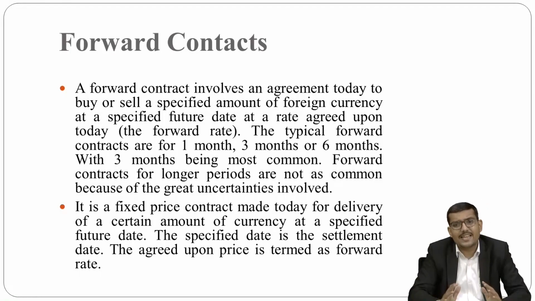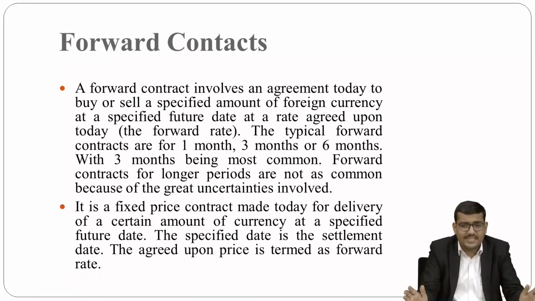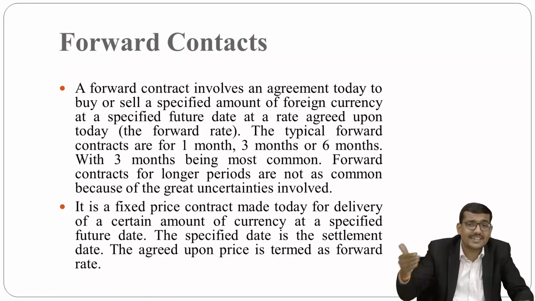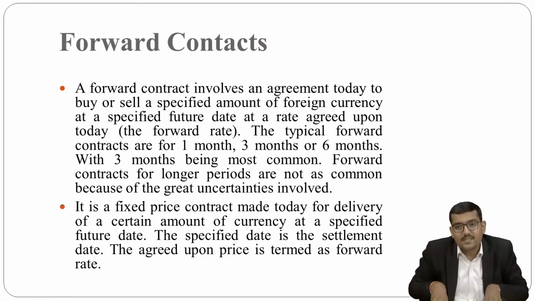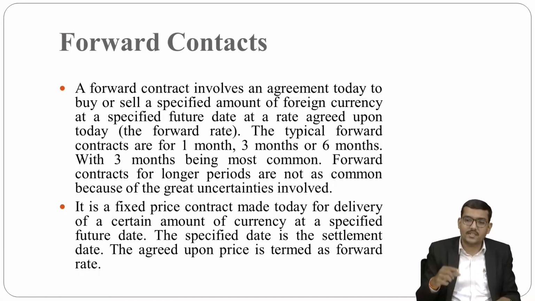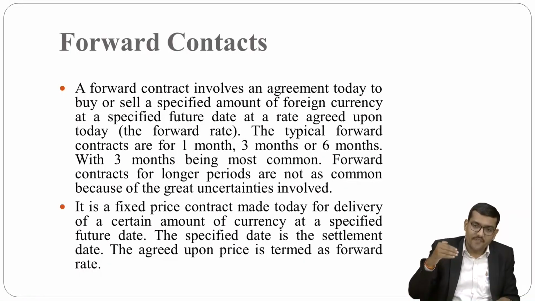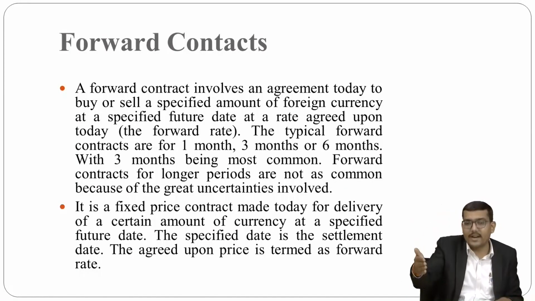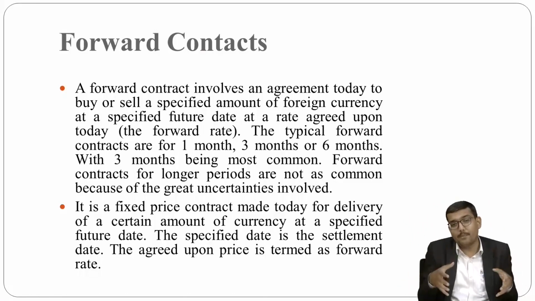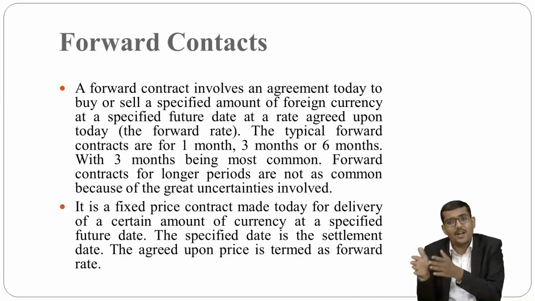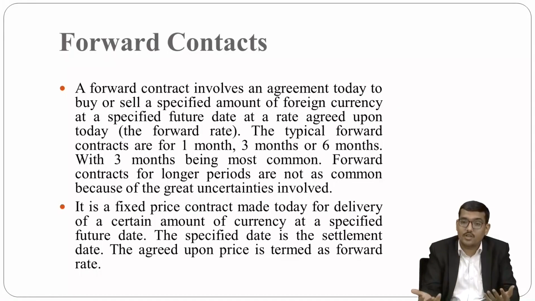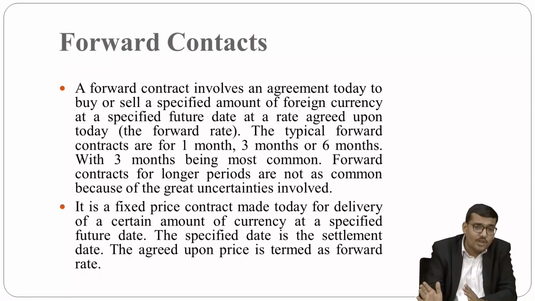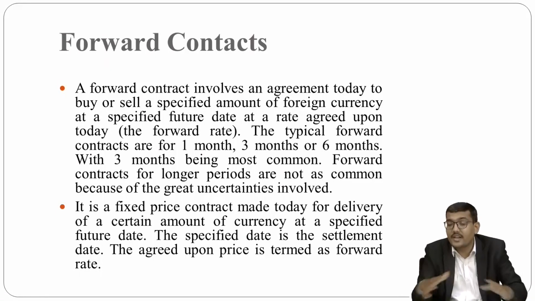So in layman's language, a forward contract is nothing but a specified future date at a rate agreed upon today. That means you specify that the date is in the future and the rate is defined right now, which will be executed in a forward way, in 1 month, 3 months or 6 months. It is a fixed price of a contract made today for the delivery of a certain amount of currency at a specified future date.